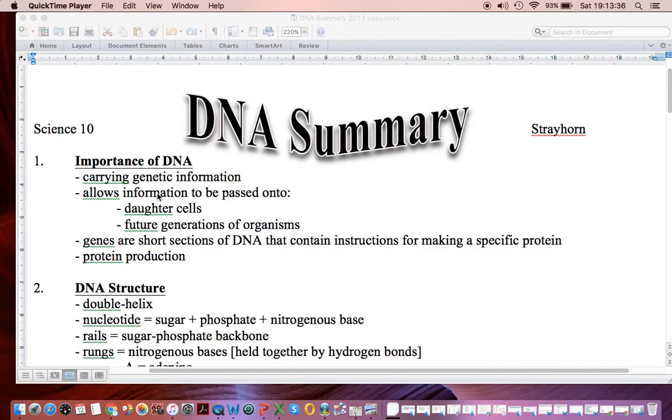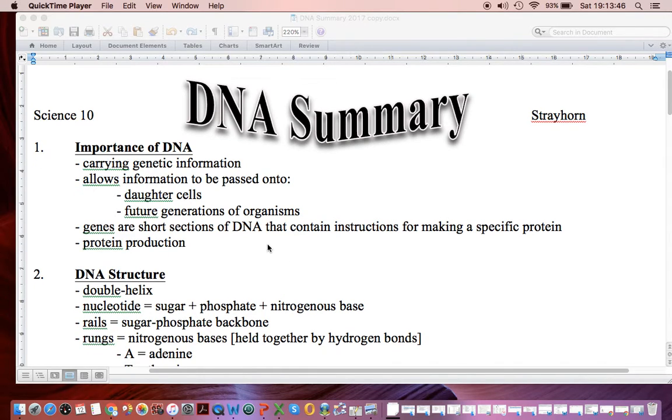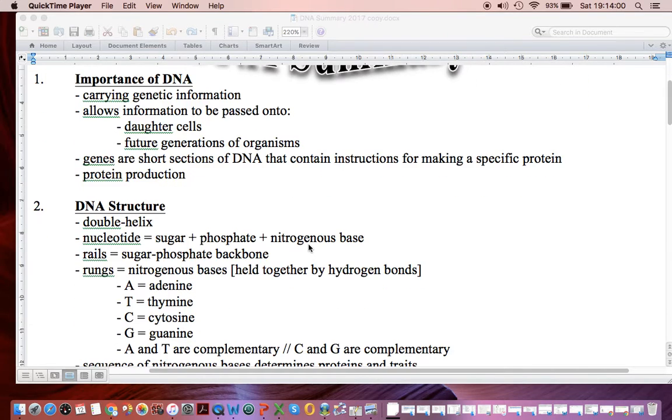It allows our genetic information to be passed to future daughter cells, and in many cases for organisms, future generations of organisms. And there's a lot of vocabulary to know. So you should know that chromosomes are made of DNA, and on the DNA are specific sections of DNA, and they're called genes, and they code for a specific protein.